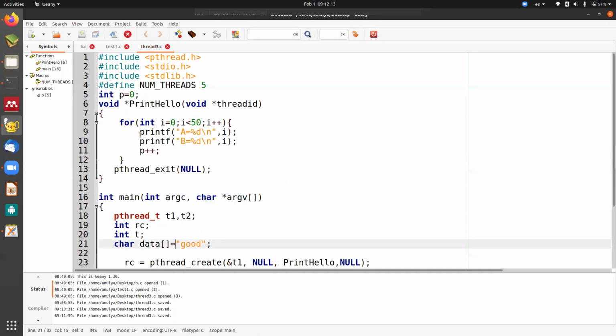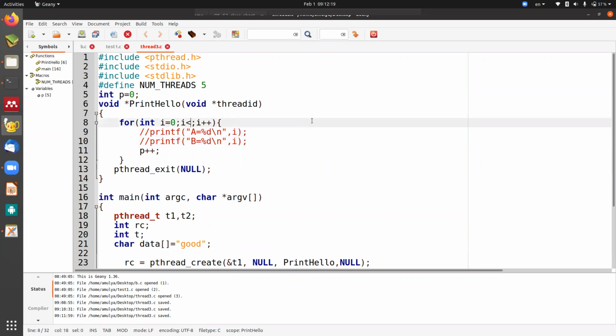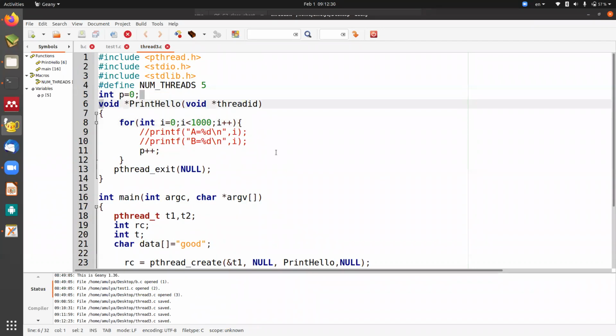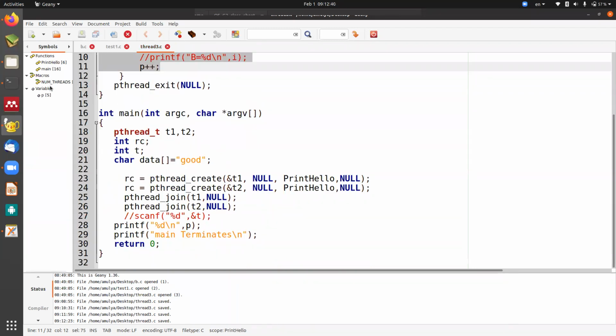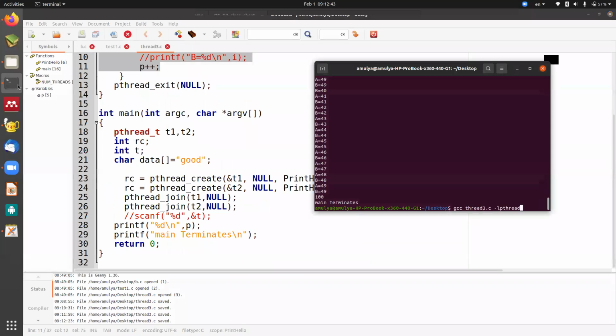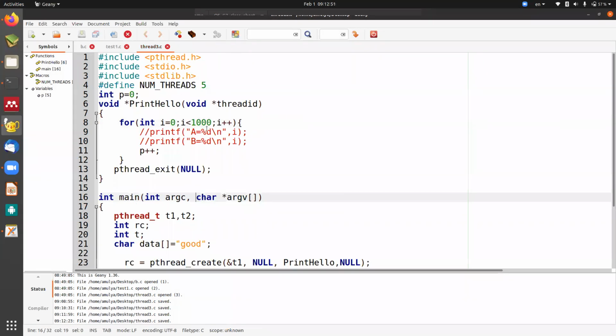Let's assume I remove this one and make it 1000. Okay, 1000. So what should the total value of P be at the end? Because P is a global variable, both threads are using the same global variable, and two threads are executing this P 1000 times, which means the total value should come to 2000. Now look into it, it should come to 2000. Very nice.